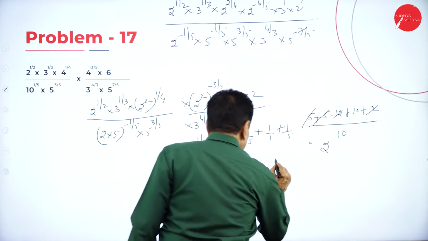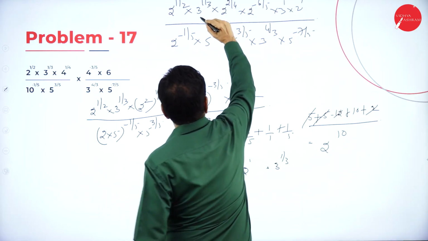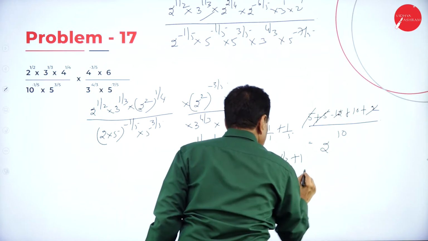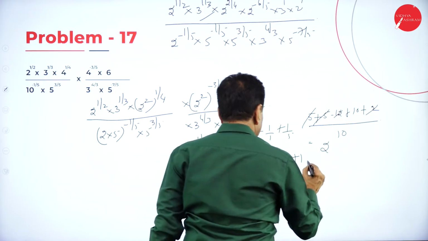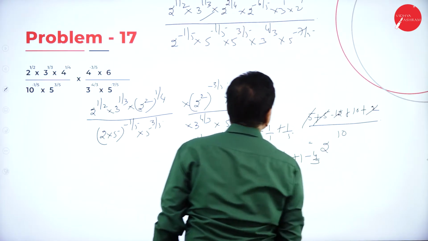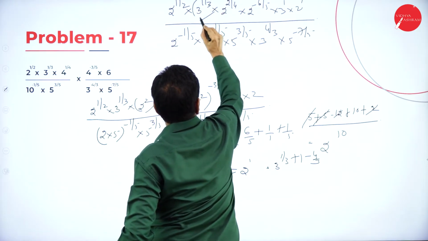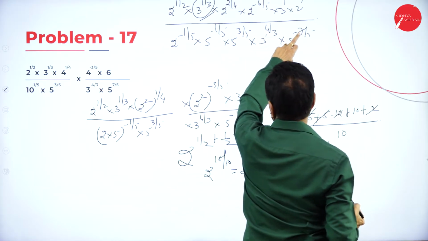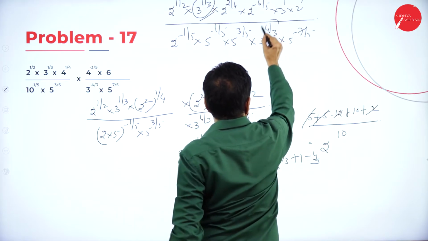3 to the power of 1 by 3, plus 1. Here plus 4 by 3 comes, minus 4 by 3. Any 3? 3 to the power of 1 by 3, 3 to the power of 1. Here, no 3. 3 to the power of 4 by 3.